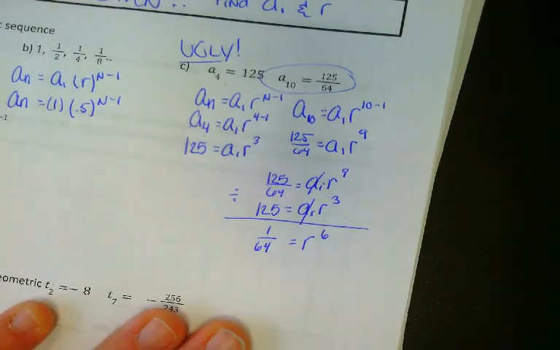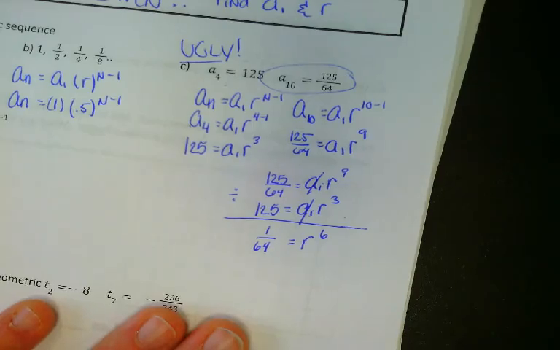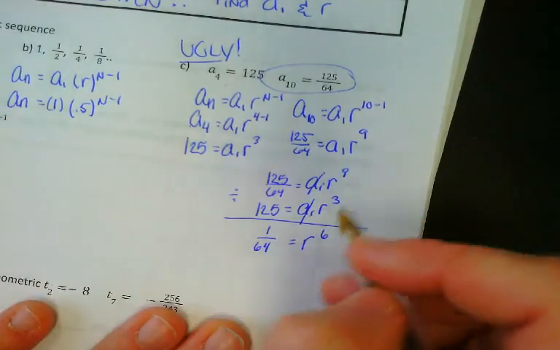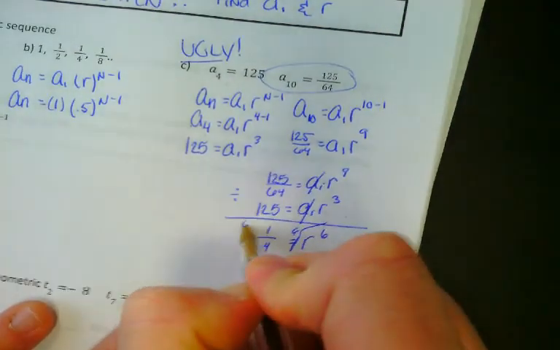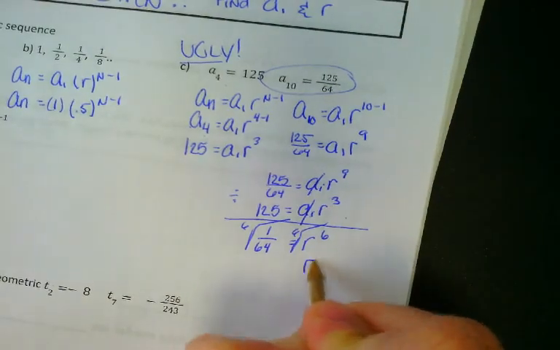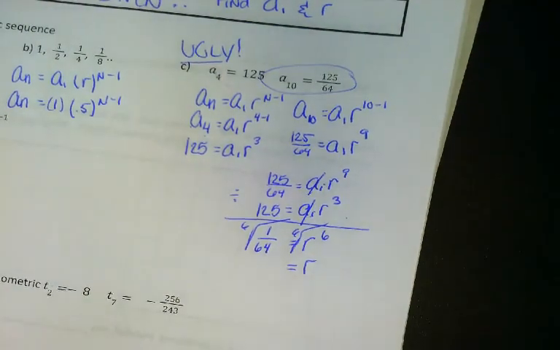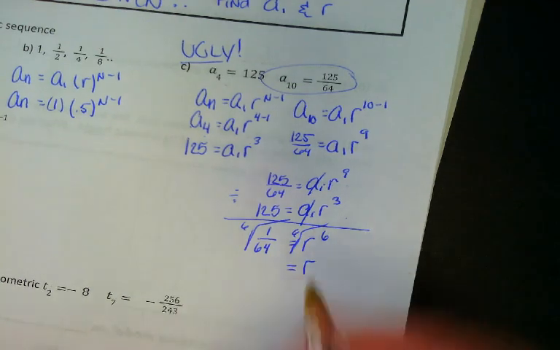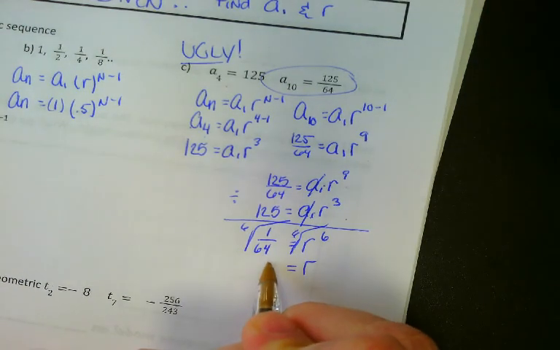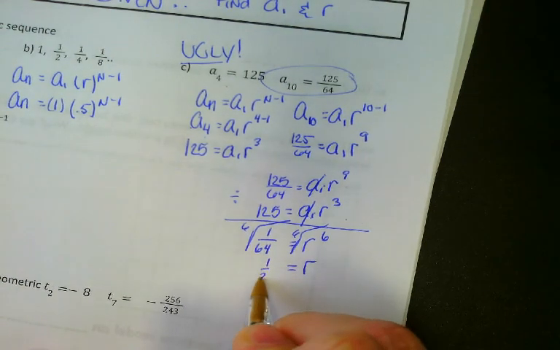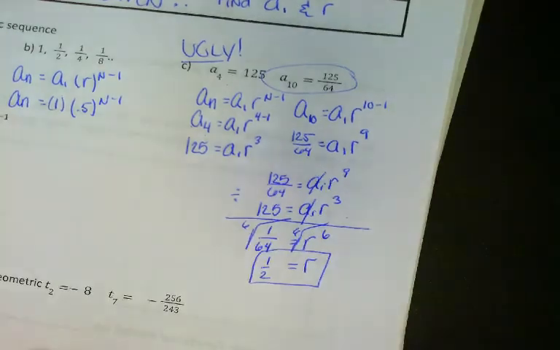How am I going to get r now? What am I going to do to that? 6 root. You got it. Well, 6 root that. Again, can you just throw that in your calculator? 6 root. Math. Alex, you with us? 6 root. 1 over 64. Should get us a what? 1/2. So now I've got r.